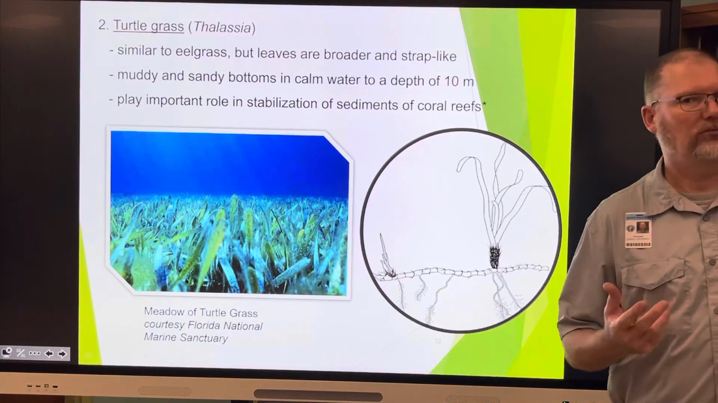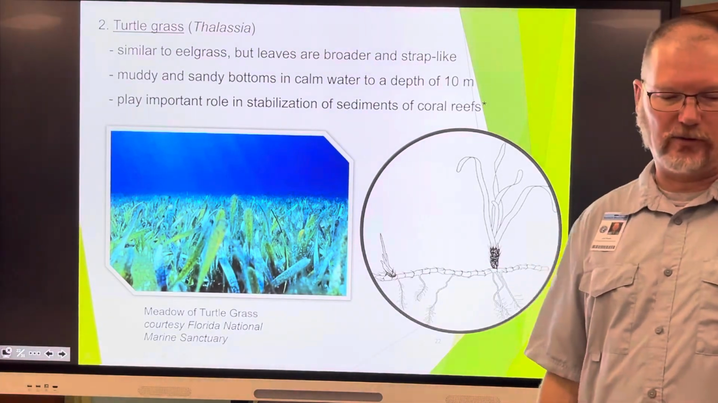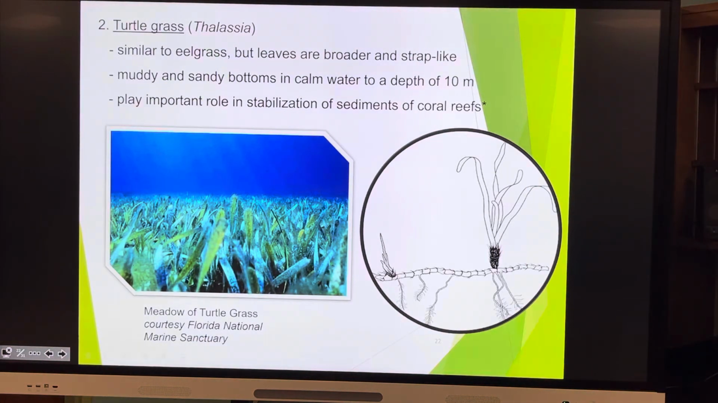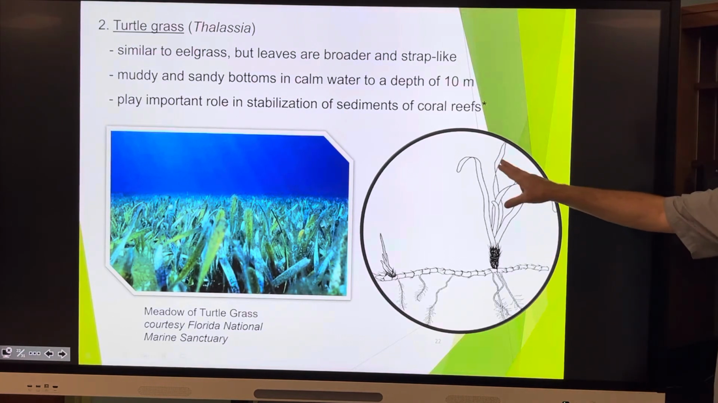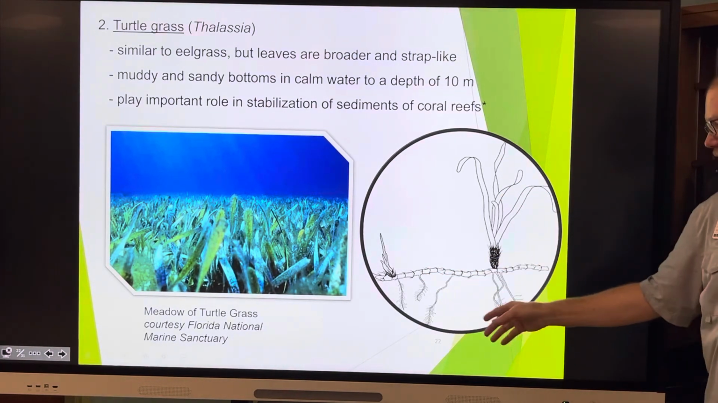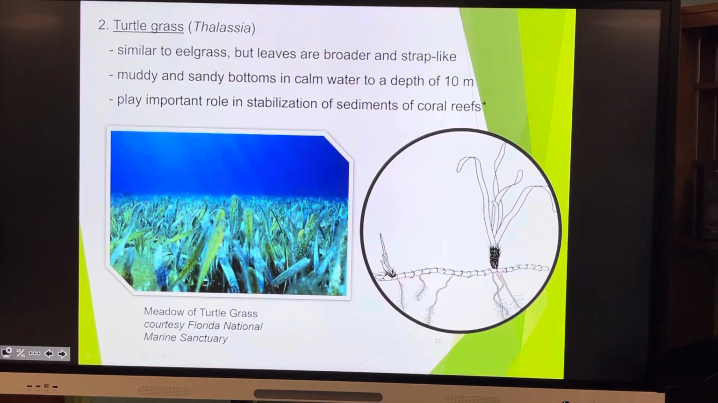So they have roots, long story short, and the roots are for stabilization. So quickly just sketch that really fast. It doesn't have to be perfect. You're just filling in that circle with pretty much the three parts: the blades, the strap-like leaves, the rhizome, and the little roots coming off of the rhizome, okay?